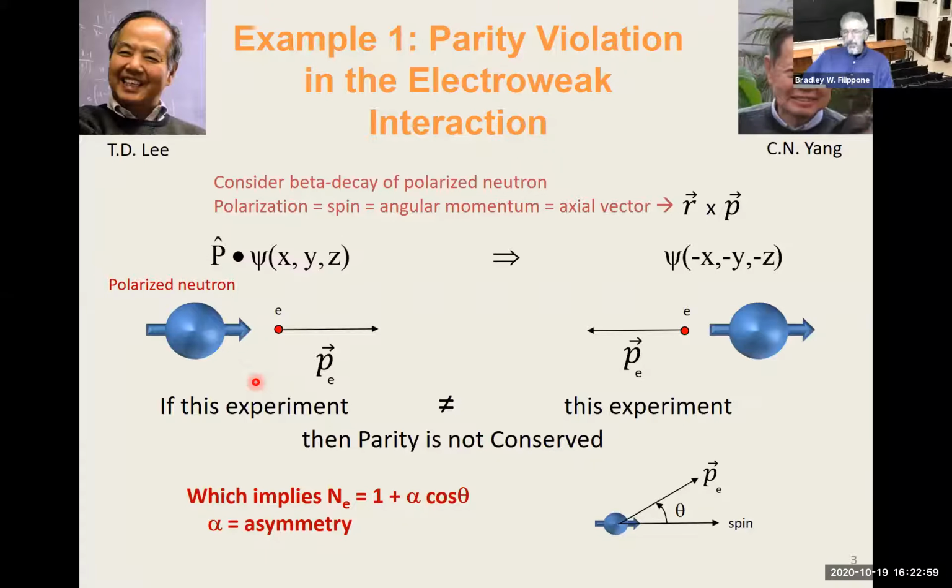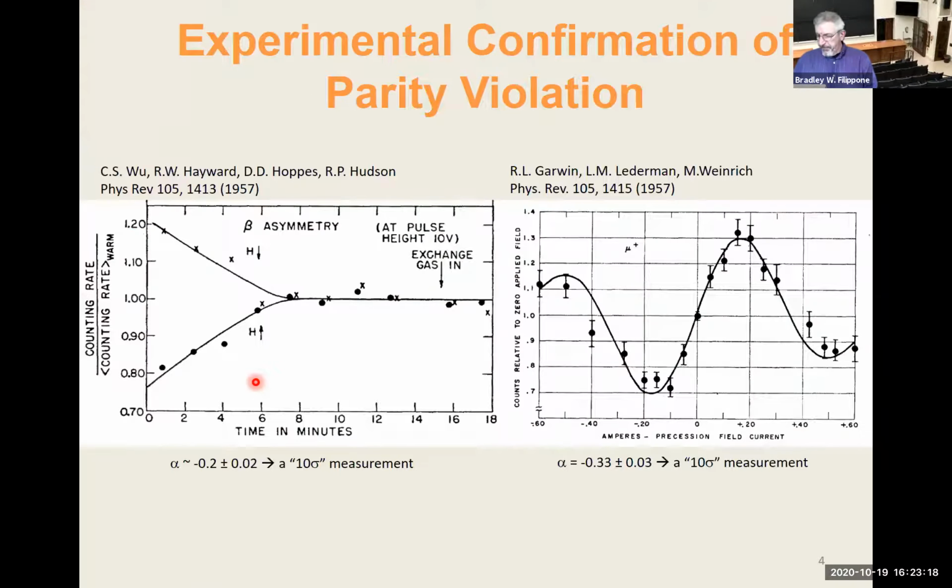Shortly after it was postulated by Lee and Yang that parity might be violated, because of something called the tau-theta problem, which had to do with particle decays, two experimental groups immediately attacked it, both at Columbia, and they actually talked to each other. The one on the left was Wu et al.